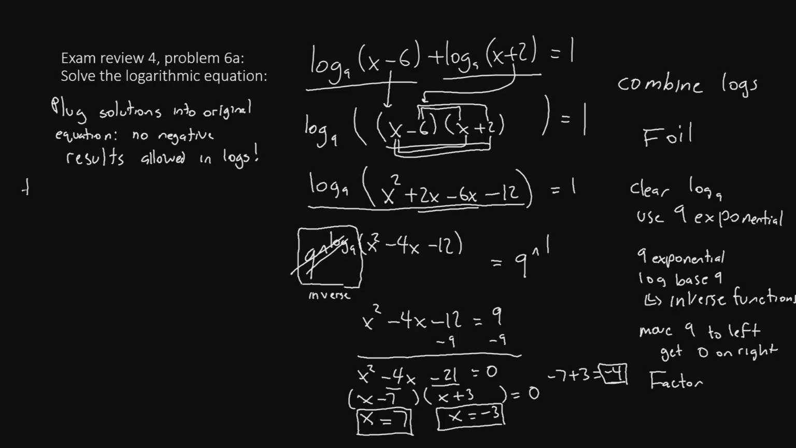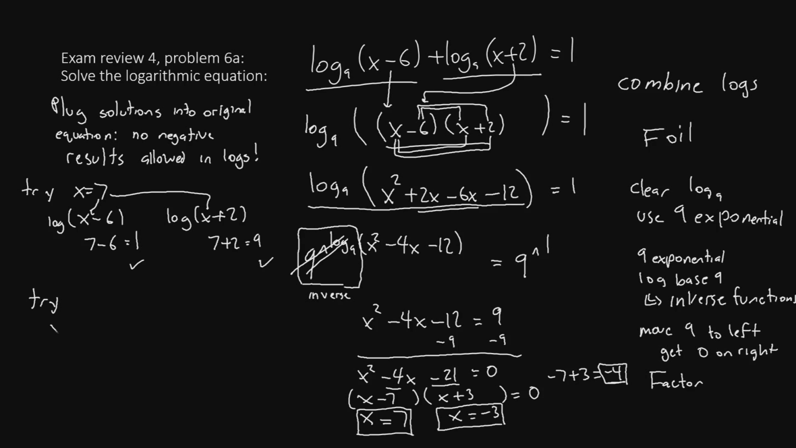So let's try x equals 7. Inside of our logs, we had x minus 6, and we also had x plus 2. So if we plug the 7 in here and here, let's check our results. 7 minus 6 gives 1. That's okay. And then 7 plus 2 equals 9. That's okay as well. As long as you're not negative, you're fine.